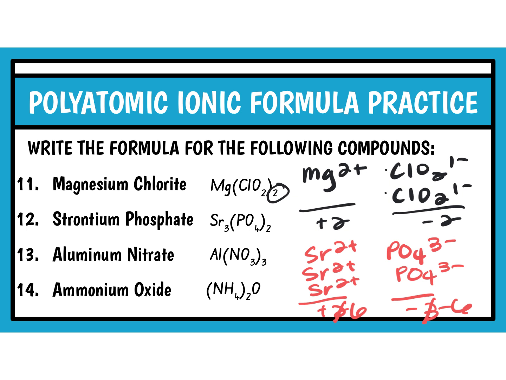And then you can go ahead and work out the next 2 the same. So hopefully, aluminum, you're remembering that aluminum has a 3+ charge. Nitrate has a 1- charge. So we would need 3 of those nitrates to cancel out the 3+ charge in the aluminum.